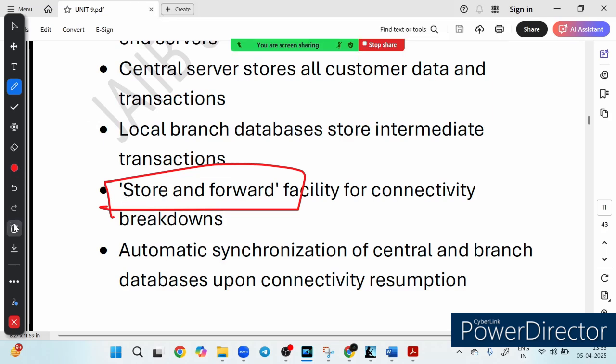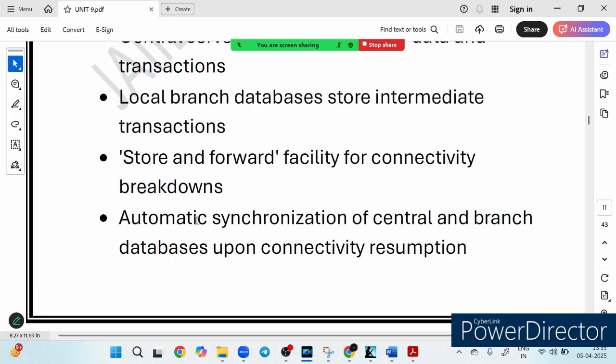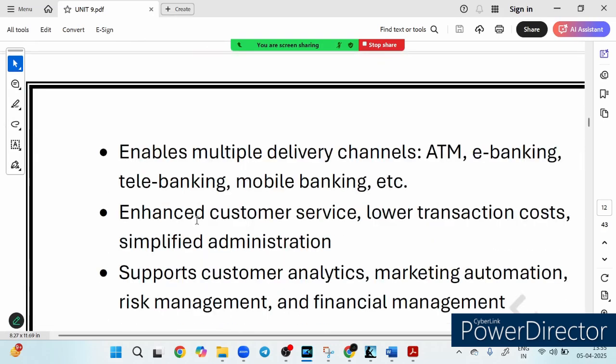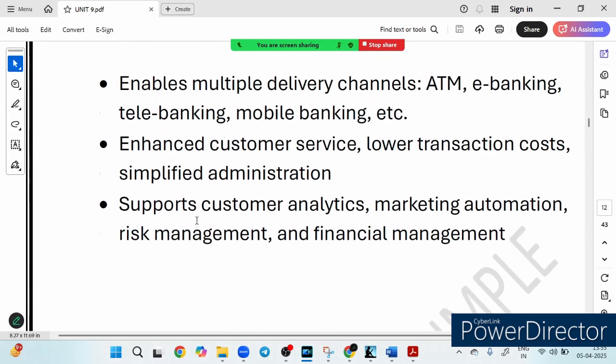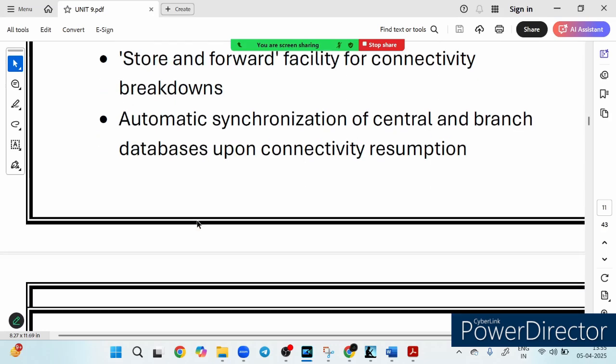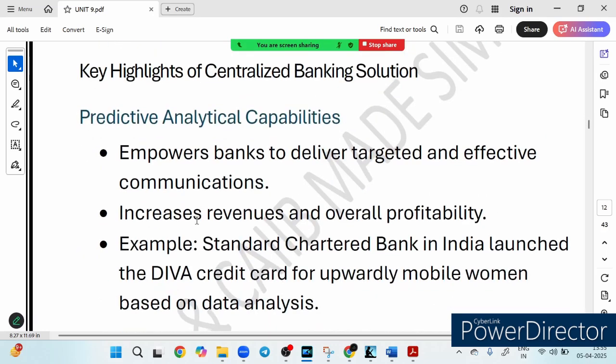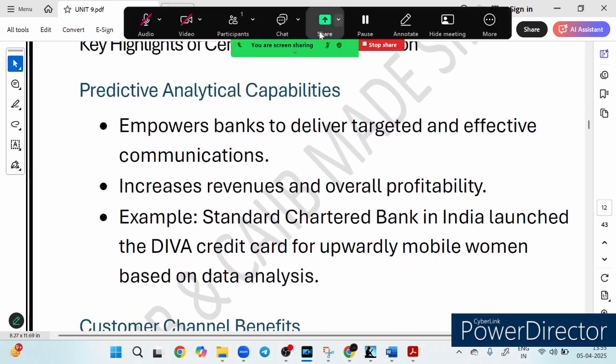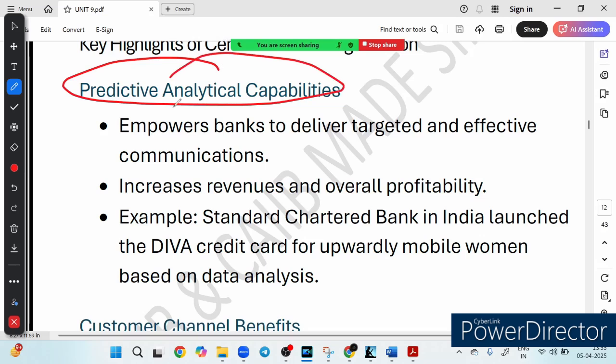But one thing you must know, that a centralized system does more than just transactions. What can they learn? This is a very important thing. They can learn also. This is the bonus, called predictive analysis. So let me show you the term predictive analysis capability. What is the meaning of this? It means that a centralized system can do more than just transactions. They learn. What is the meaning of learning?